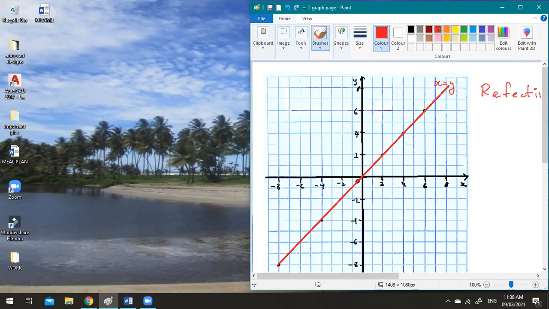So if we have a diagram, and it doesn't have to be a right angle triangle, it could be anything. Right? And they call it points P, Q, R.